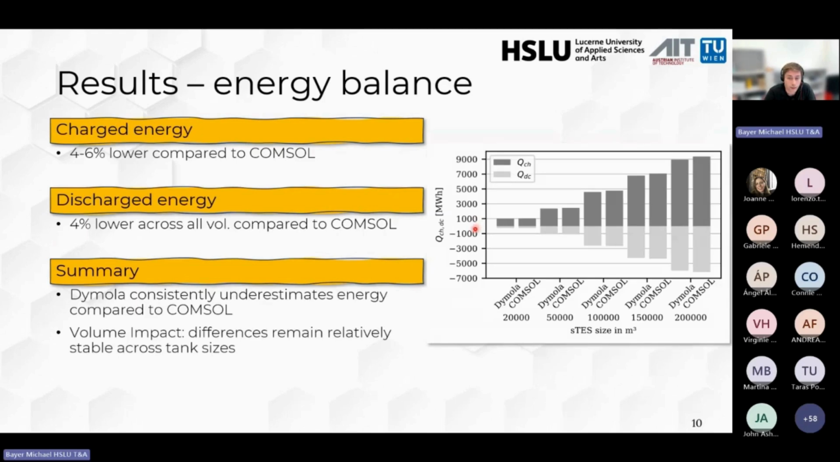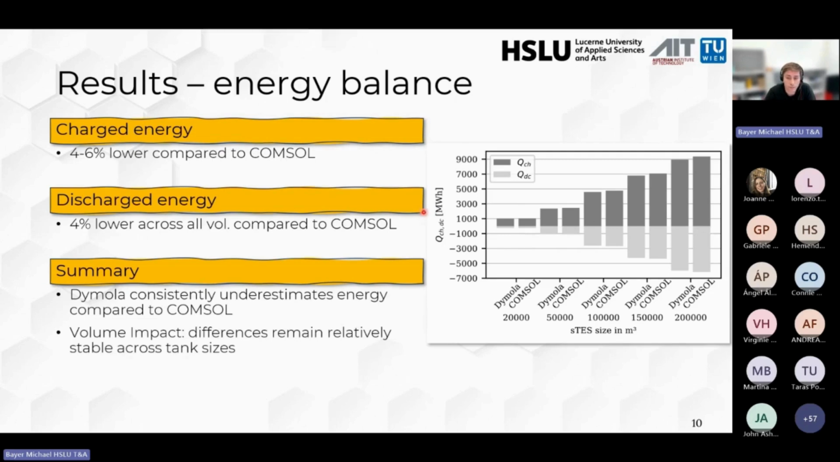If we take a look at the energy balance, you can see that the Modelica model consistently underestimates both the charged and the discharged energy compared to COMSOL by roughly 5%, but this is also mainly due to temperature evaluation inside the tank. Smaller storages have a higher surface-to-volume ratio, and in these cases the thermal losses are more dominant and the stratification is less important.